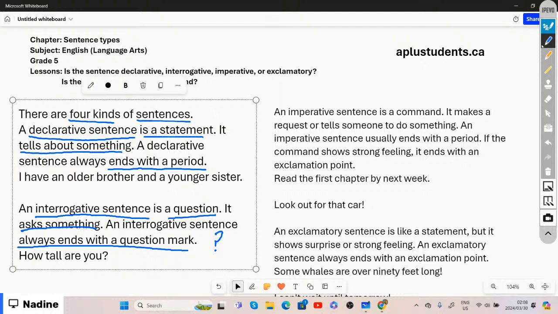So we have an imperative sentence. An imperative sentence is a command. With a command, it makes a request or tells someone to do something. That is a command. It makes requests, do this, do that. Or it's telling someone to do something.